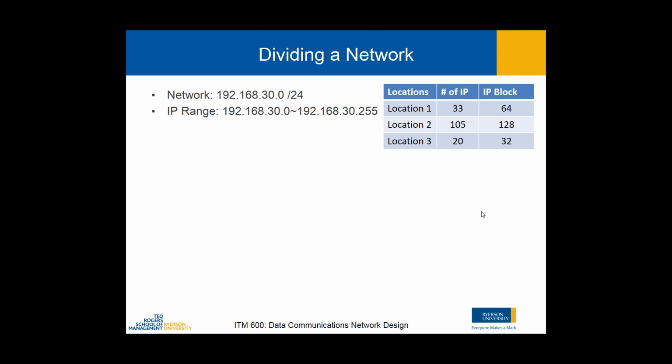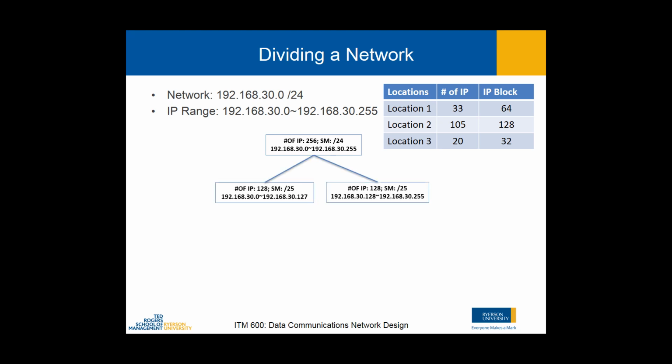Let's go back to our original problem where we have an organization with 3 locations, location 1, 2, and 3. Also, let's say that the given network is 192.168.30.0 with /24 as the subnet mask. So the number of IP addresses in the given network is 256, ranging from 192.168.30.0 and ending at 192.168.30.255. First, you need to divide the IP addresses into 2 equal blocks. You have 256 IP addresses with a /24 subnet mask ranging from 30.0 up to 30.255. If you split it into 2 equal halves, you will end up with 128 IP addresses in each half.